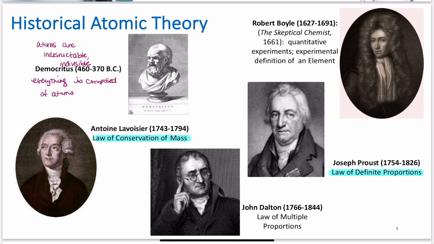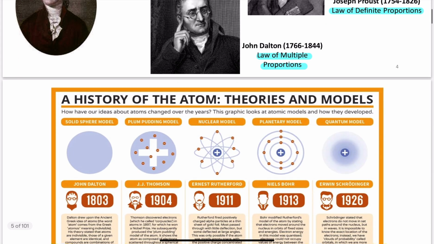No matter what mass of NaCl I have, it always has the same ratio of sodium to chloride. For the law of multiple proportions, we'll look at CO, carbon monoxide, and CO2, carbon dioxide, and see that even though they have differing numbers of elements combining, they're doing so in whole number ratios.